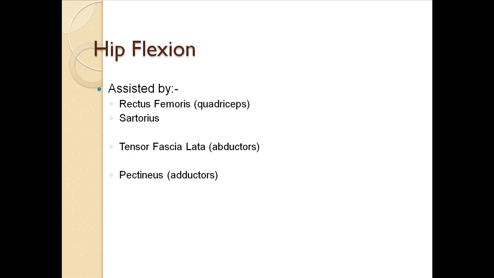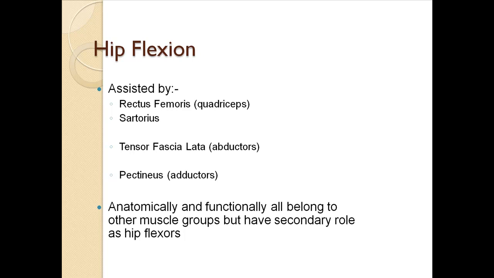On the adductor side, there is a small muscle called pectineus, which assists with hip flexion. Anatomically, these muscles belong to other groups, but they are secondary hip flexors.